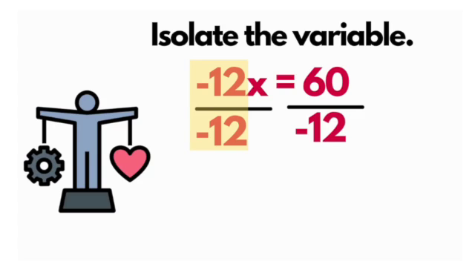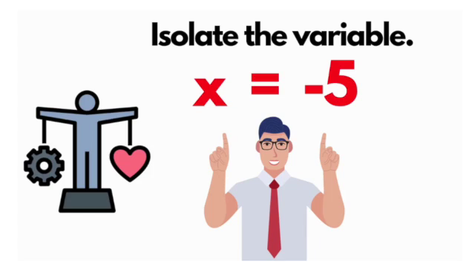So negative 12 divided by negative 12, anything divided by itself is 1. So 1x equals the value of 60 divided by negative 12, which is negative 5, because a positive divided by a negative is negative. So what do we have for our answer? We have x equals negative 5.